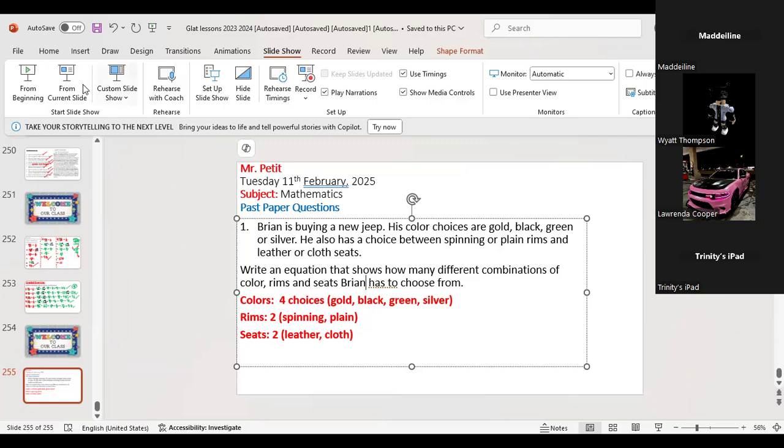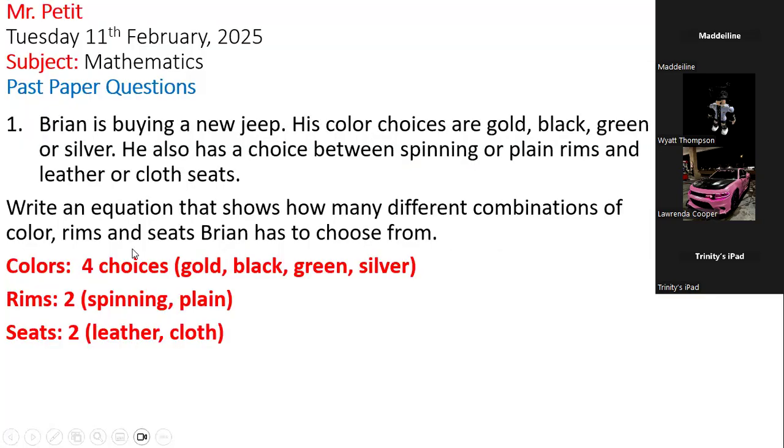Okay, so altogether we have four choices for the colors, two choices for the rims, and two choices for the seats. So they want us to write an equation that shows how many different combinations of colors, rims, and seats Brian has to choose from. It's very easy whenever you're doing combinations.